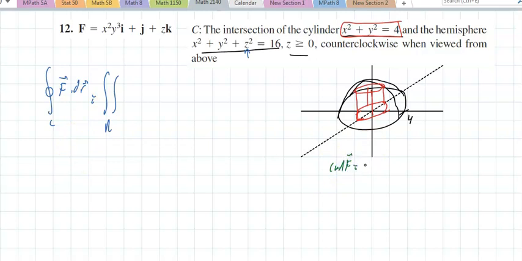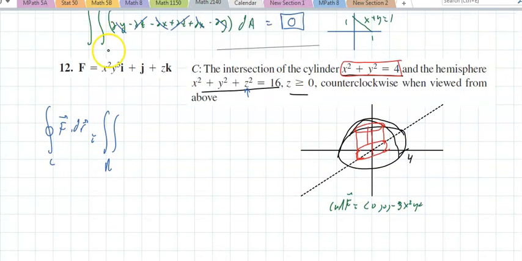curl of f turns out to be 0, 0, negative 3x squared y squared. Partial with respect to x, partial with respect to y, partial with respect to z, and you can do it right here. That's a 0. Let's say that's a 0 with respect to z. The only one would be left. That would be 0, 0, negative 3x squared y squared. And you could do that as a practice.